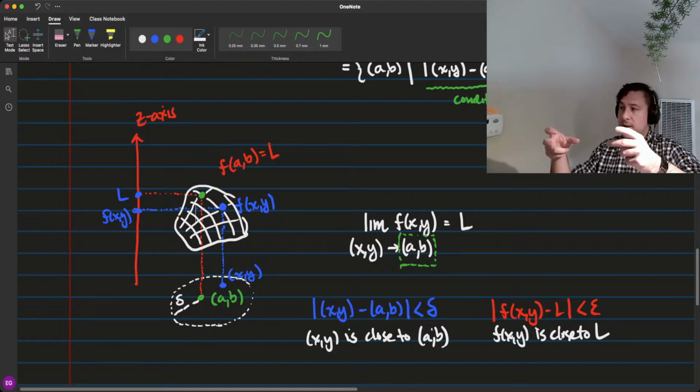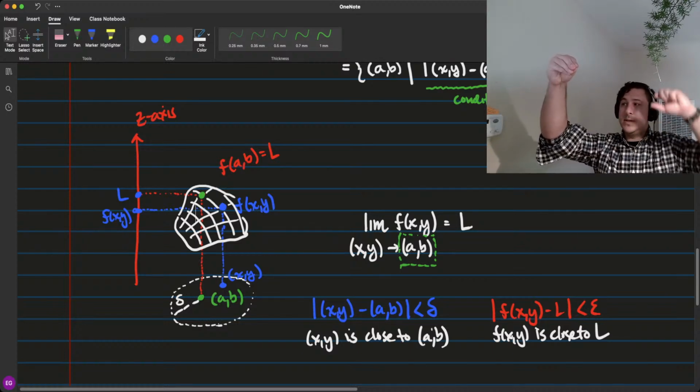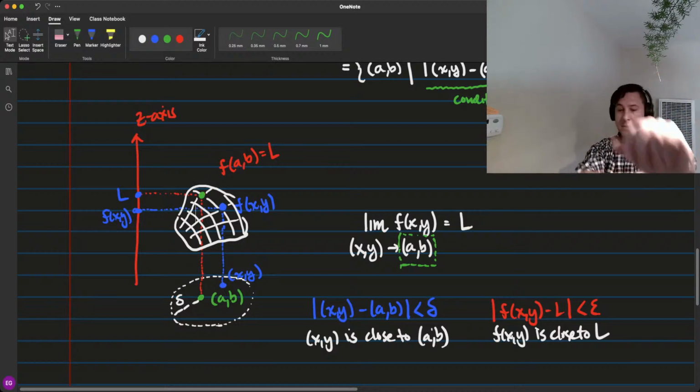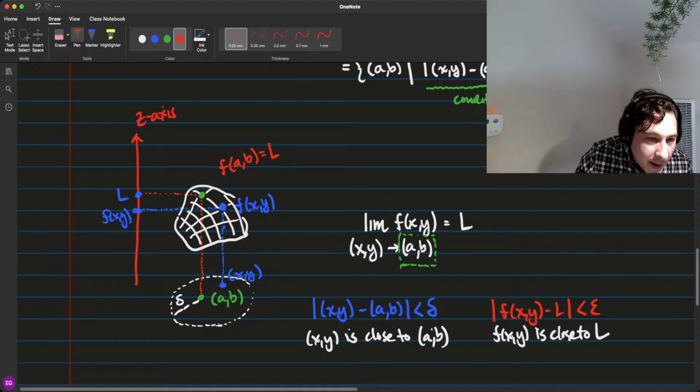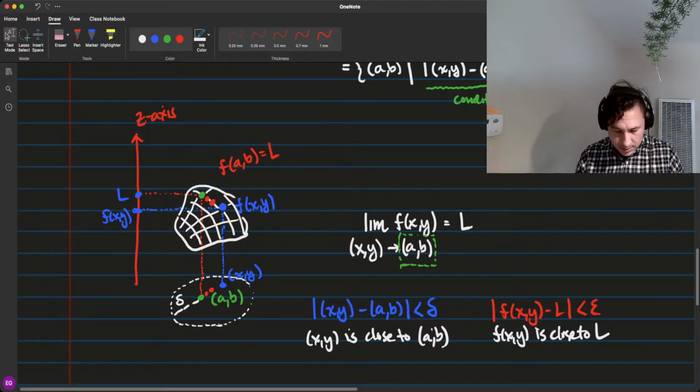As everyone's going to see, you have that blue point, which is close to the green point in the disk. If the function is continuous, then the blue point on the surface is going to be close to the green point on the surface. And in fact, if you keep on choosing points that are closer and closer to AB, when you plug them into the function, they're going to get closer and closer. Okay, hopefully this makes sense.